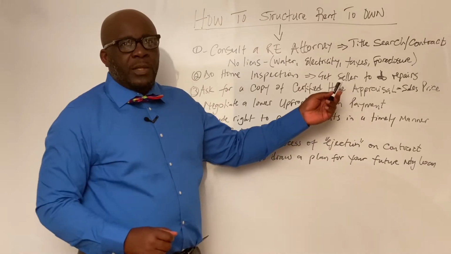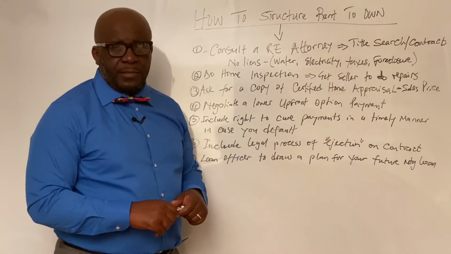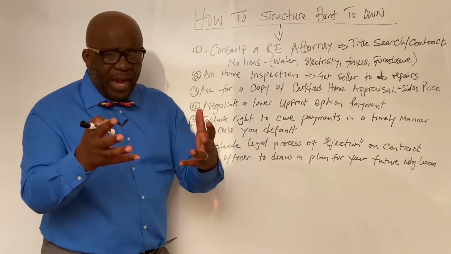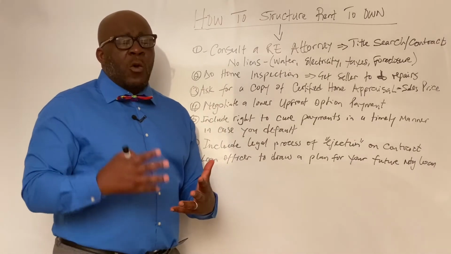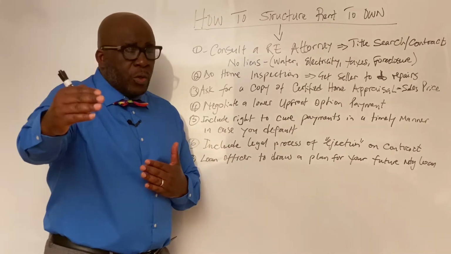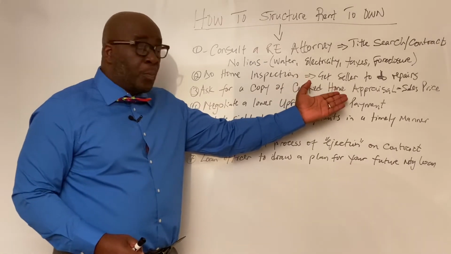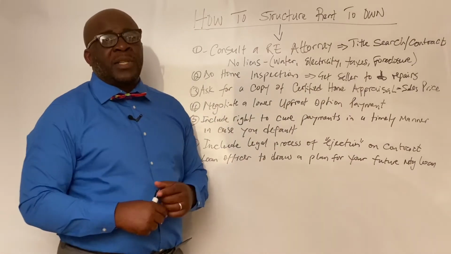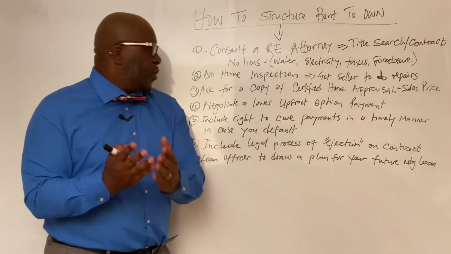Look for the next landlord. Ask for a copy of a certified home appraisal. The rent-to-own agreement contract will have a sales price for the property. How do you make sure that when you qualify for a loan tomorrow, that loan will be able to pay for that property? The seller has to do an appraisal, and you have a right to ask for that appraisal to make sure that the price on the contract is the value of the house.